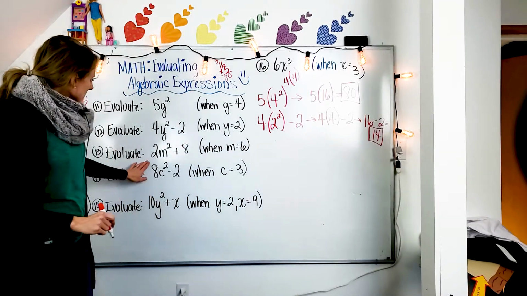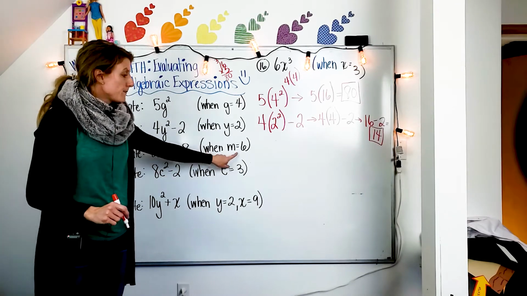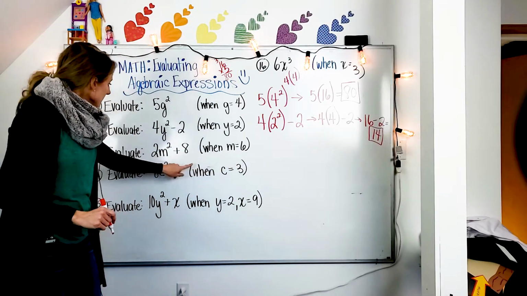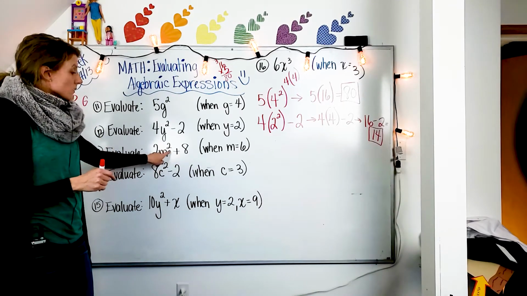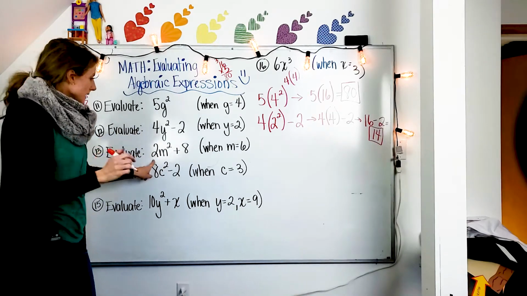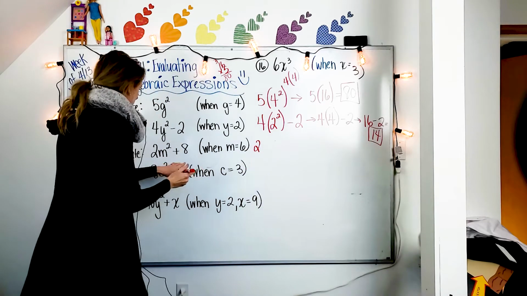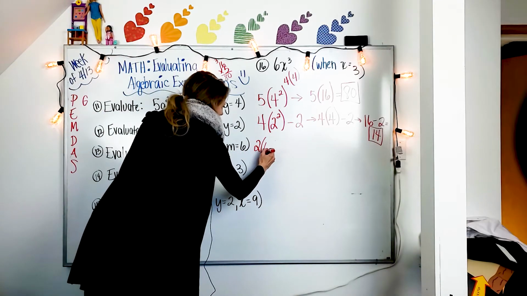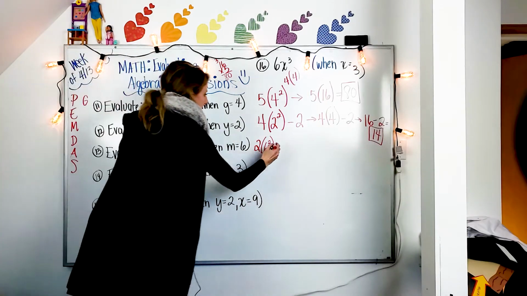For number 13, 2m squared plus 8 when m equals 6. I'm going to take that m and get that 6 in there, and I'm going to make sure that 6 is going with the squared because that belongs to him. Okay, we're keeping everything else the same. So this is going to be 2, I have a 6 for m, which is getting squared. You can see that right here. And I'm adding 8.